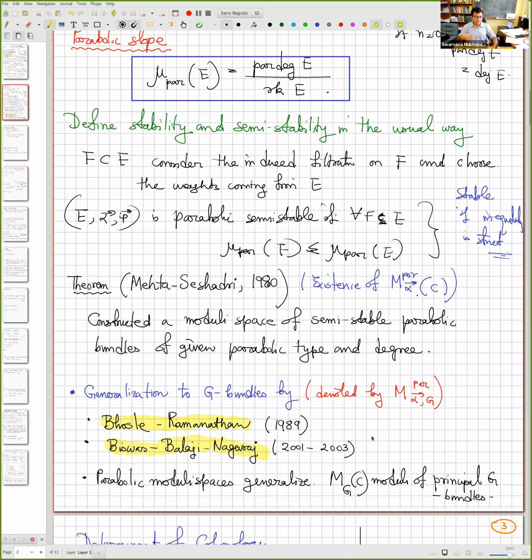Okay, so as I mentioned, if you ignore all the parabolic data, you basically get back your original moduli space of principal G-bundles on a curve. Okay, and that's a very well studied space, and this should be thought of as the non-abelian generalization of the Jacobian of a curve, of the Picard group of a curve.